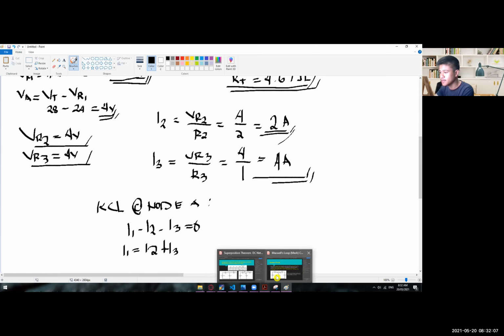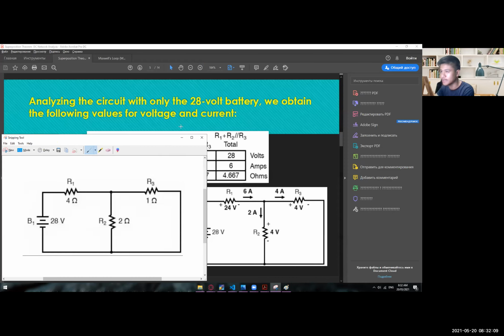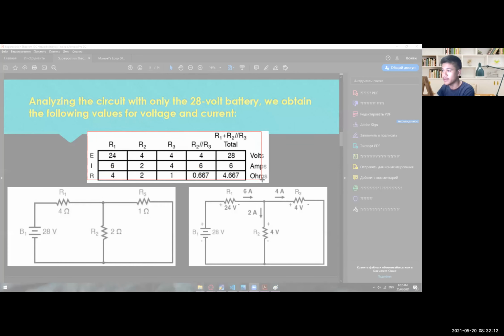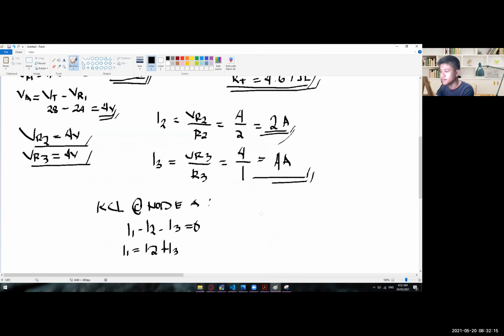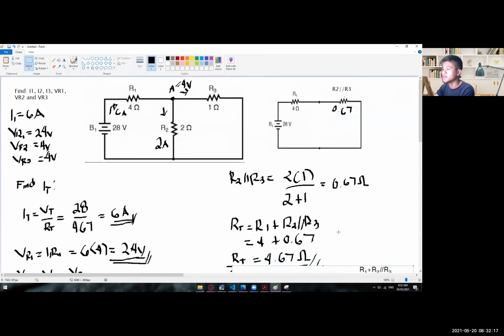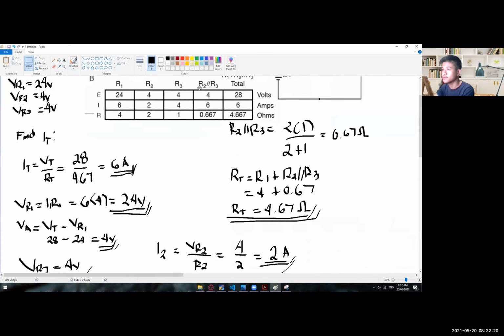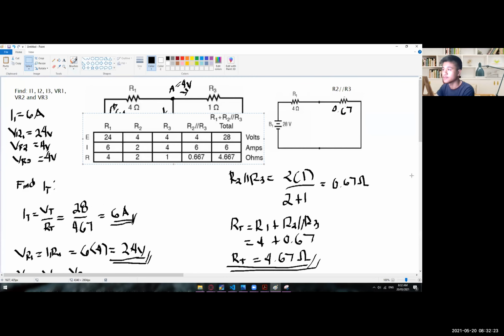Anyway, let's try to compare now our answer to this table right here. Okay, so maybe I'll just put it right here. All right. So we have here the voltage, the current, the resistors, and then we have here the R1, R2, R3, so individual currents, individual voltage drop, and then we have here the parallel result of the R2 and R3, and then the total results of those.